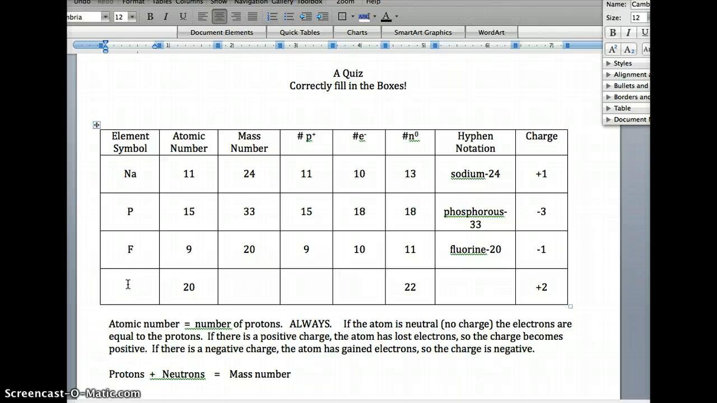Last question. Once again, we're given the atomic number. That makes finding the element symbol easy. Calcium. The mass number would be the protons plus the neutrons, so you'd have to know the protons, but since we know the atomic number, the protons are 20. So protons plus neutrons would be 20 plus 22, which is 42. The electrons would also be 20 if the atom was neutral. Is the atom neutral? No, it's got a +2 charge. If it's positive, have you lost or gained electrons? So you've lost. You had 20, you lost 2, so you have 18 electrons. And then the hyphen notation, calcium-42.